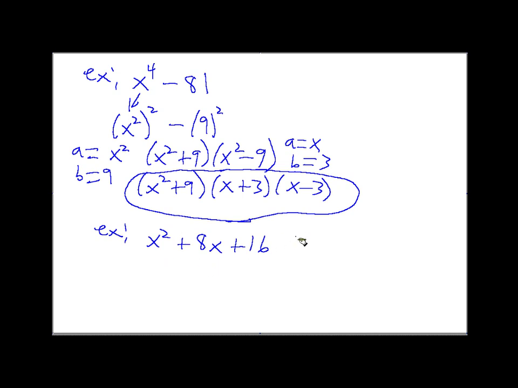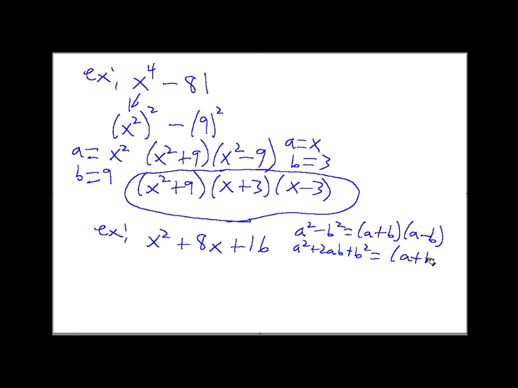Okay, so remember the 3 forms we have. I'll put them down again. A squared minus b squared is what? A plus b, a minus b. All right. We also have a squared plus 2ab plus b squared, and this was what?